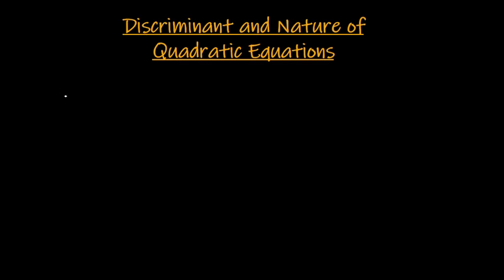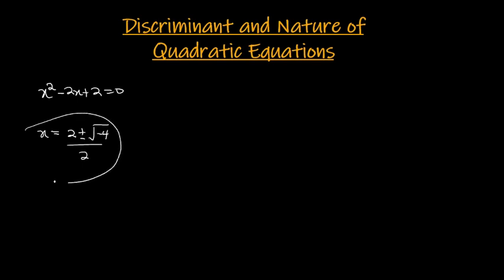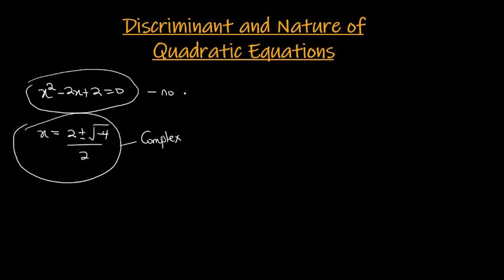numbers that are difficult for you to simplify. A typical example is this expression x squared minus 2x plus 2 is equal to 0. If you were to solve this equation, you realize that you have the expression x is equal to 2 plus or minus the root of negative 4 on 2. So this expression gives us a complex number or a complex root, and so therefore we say that this particular type of equation does not have real roots. Okay, so it has no real roots.